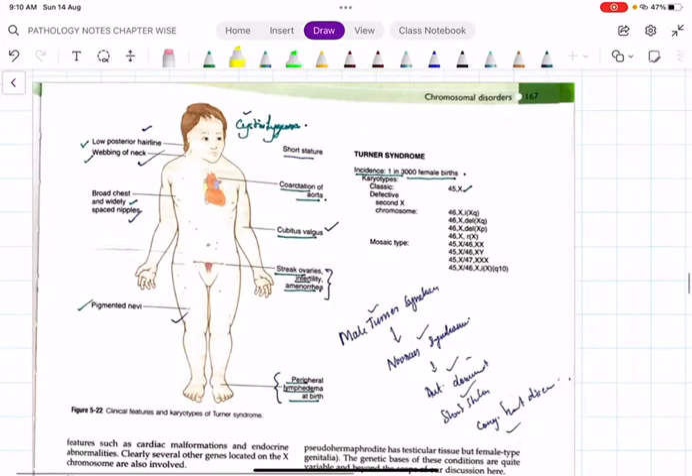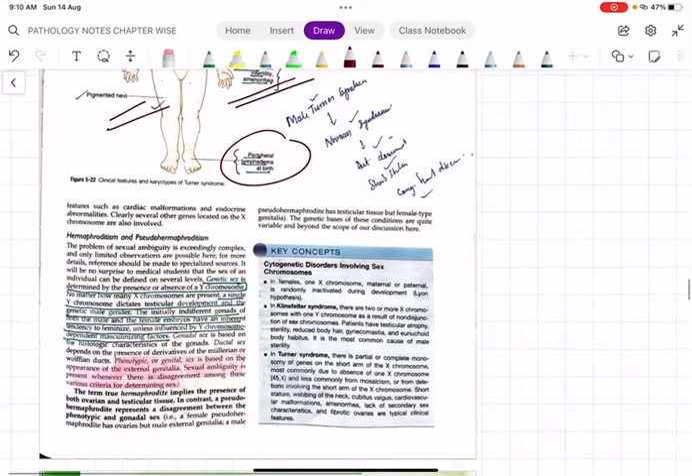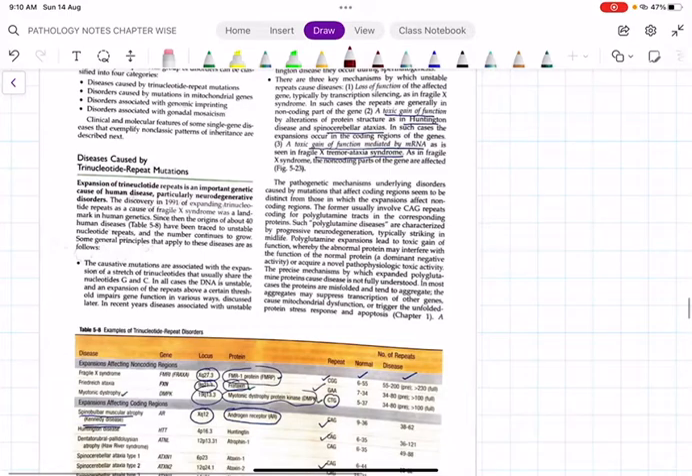Then another important feature is cystic hygroma. See, all features are here: short stature, coarctation of aorta, low posterior hairline and webbing of the neck, broad chest and widely spaced nipples, pigmented nevi, streak ovaries, infertility, amenorrhea, and peripheral lymphedema at birth. Once this is done, next we will go for trinucleotide repeat mutations.